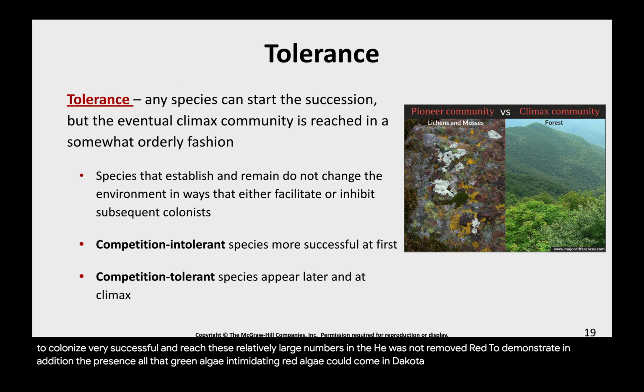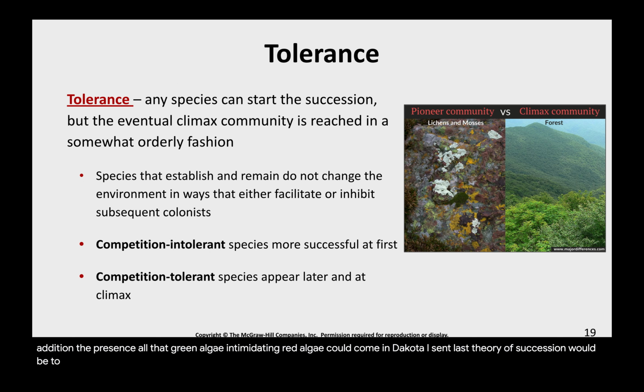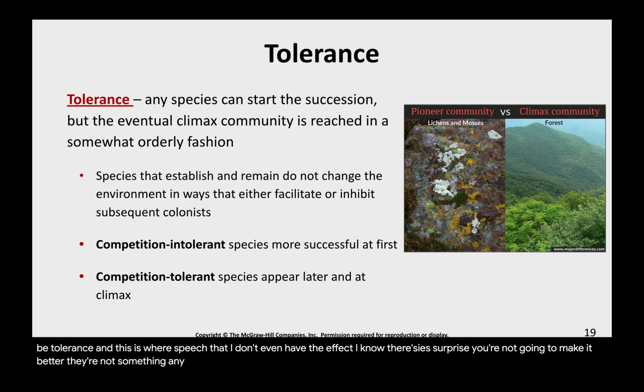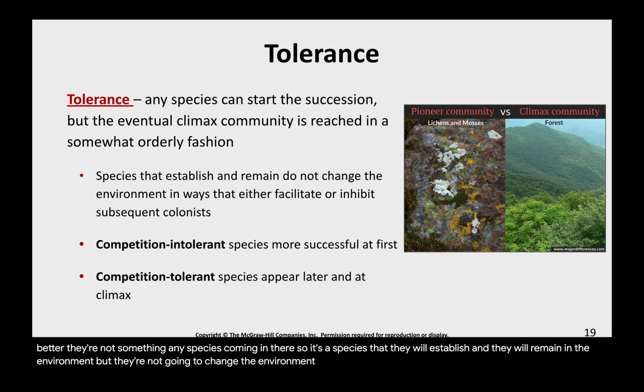All right, the last theory of succession would be tolerance. And this is where species that colonize an area don't really have any effect on any other species coming in. They're not going to make it better. They're not going to inhibit any species coming in. They're just there. So it's a species that will establish and remain in the environment, but they're not going to change the environment for better or for worse.